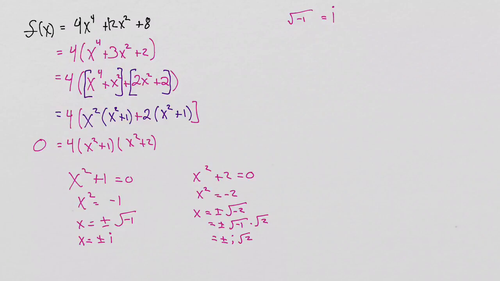So for my solutions, I have 4 complex solutions: plus or minus i, and plus or minus i square root 2. The i and negative i are conjugates of each other, and i square root 2 and negative i square root 2 are conjugates of each other. There are 4 of them, which is the degree of our polynomial.